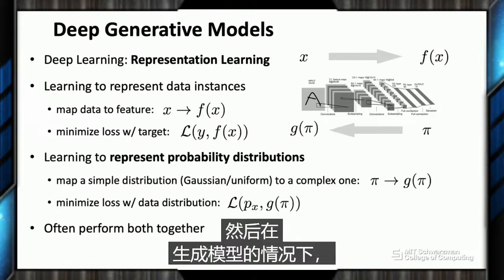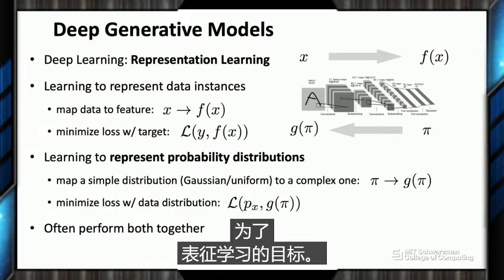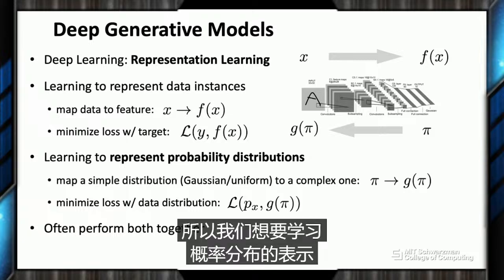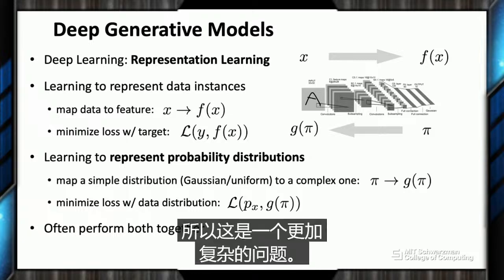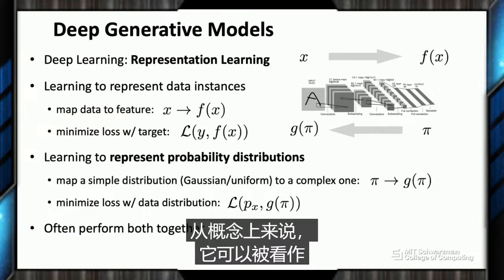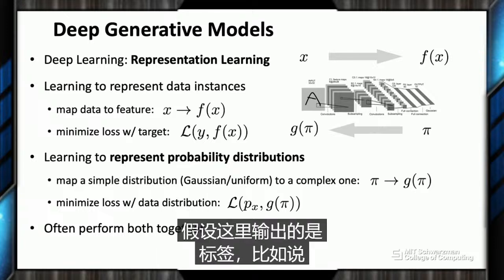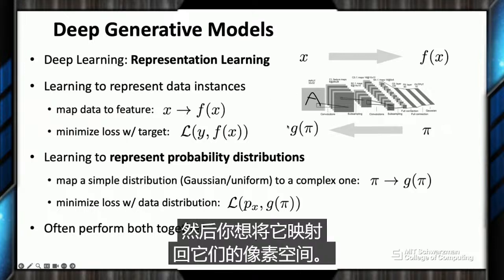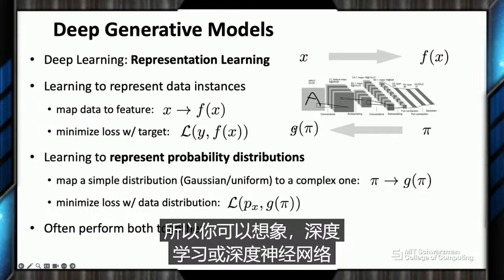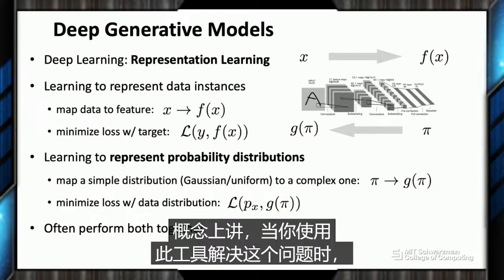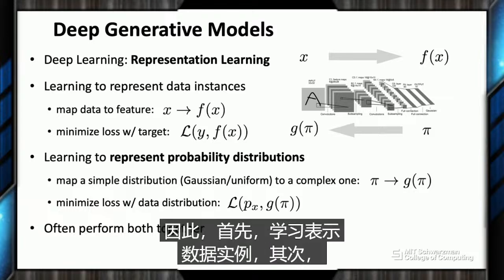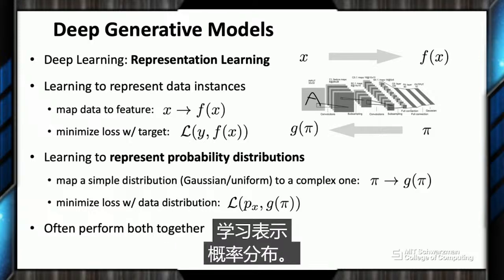So this is one way of using deep neural networks for representation learning. Then in the case of generative modeling, there is another way of using deep learning, but still for the goal of representation learning. We don't just want to learn the representation of one single data instance. We want to learn the representation of a probability distribution. That is a more complicated problem, and conceptually, it can be viewed as learning the mapping the other way. Let's say here, the output would be the labels, let's say the label of cats or the label of dogs, and then you want to map it back to the pixel space. So as you can imagine, deep neural networks are a very powerful tool for generative modeling. And conceptually, when you use this tool for this problem, the models are simultaneously playing these two roles: first, learning to represent data instances, and second, learning to represent probability distributions.